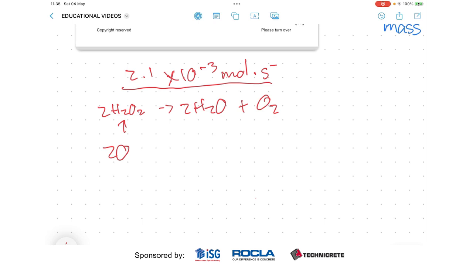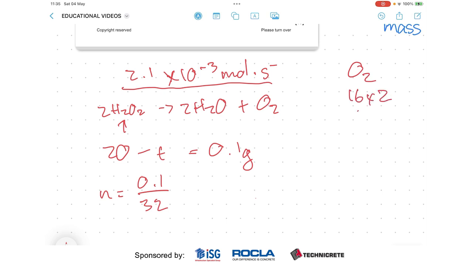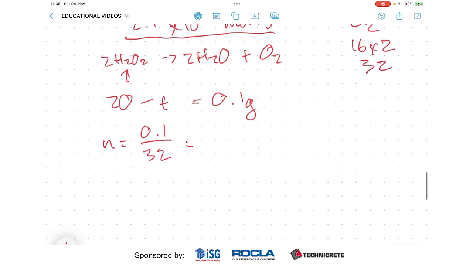Okay, so we're going to do the same thing. 20 to t, 0.1 grams, converting to moles, n equals 0.1 over 32, because O2 is just 16 times 2, which is 32. Okay, and this gives us, we can just round it off, 0.028. But don't round off just yet. Just try and keep at least 3 significant figures. We'll round off at the end.